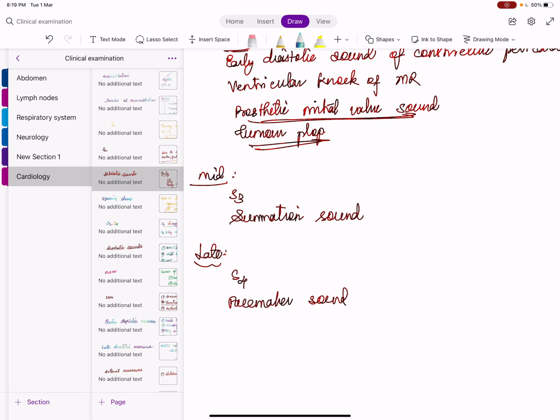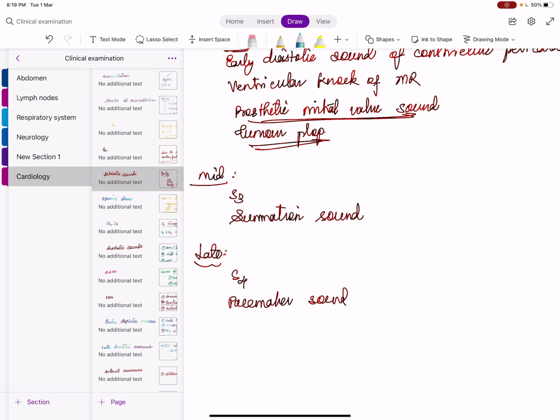Differentiating P2 and OS from S3 is very easy. How? P2 and OS are high pitch sounds, so they are better heard with the diaphragm of the stethoscope, whereas S3 is a low pitch sound, better heard with the bell of the stethoscope. So that simple component will rule out S3. There are some other points for S3, I'll tell that later. S3 being a low pitched, localized sound, ruling it out is very easy.